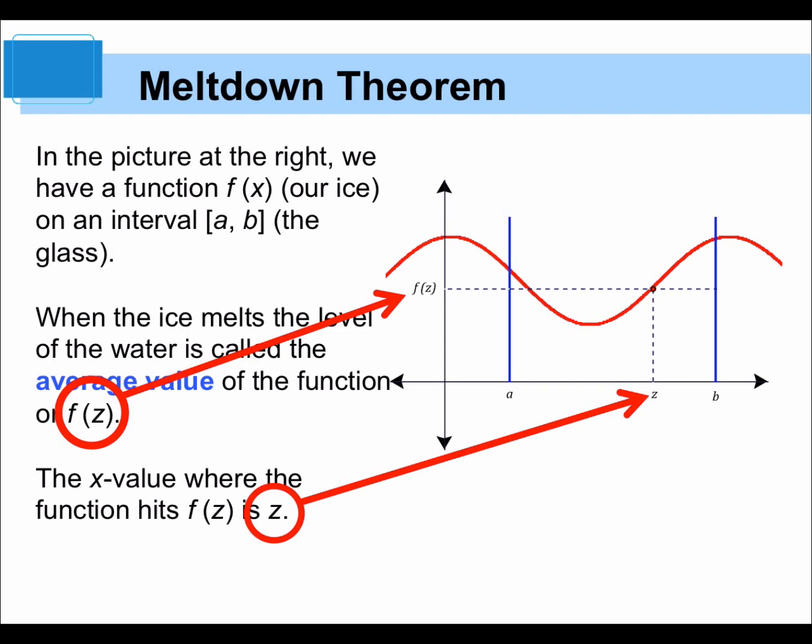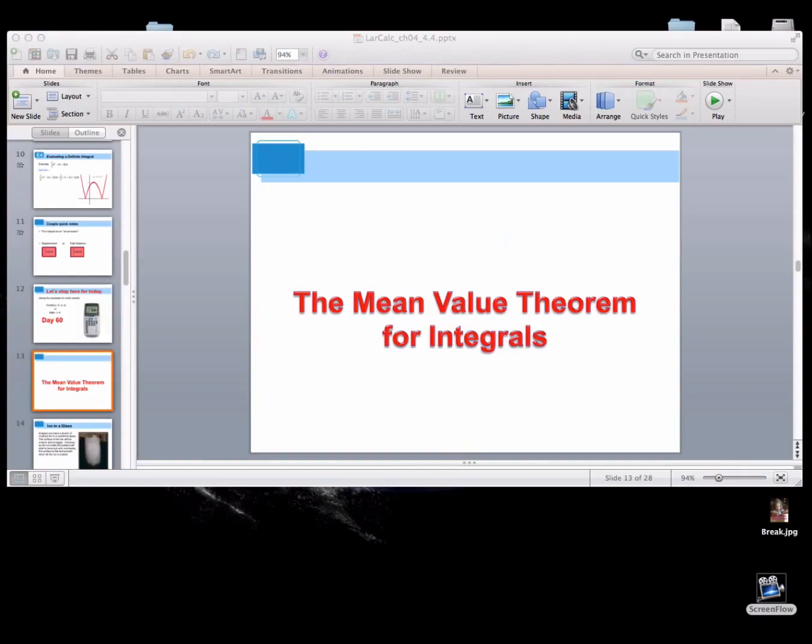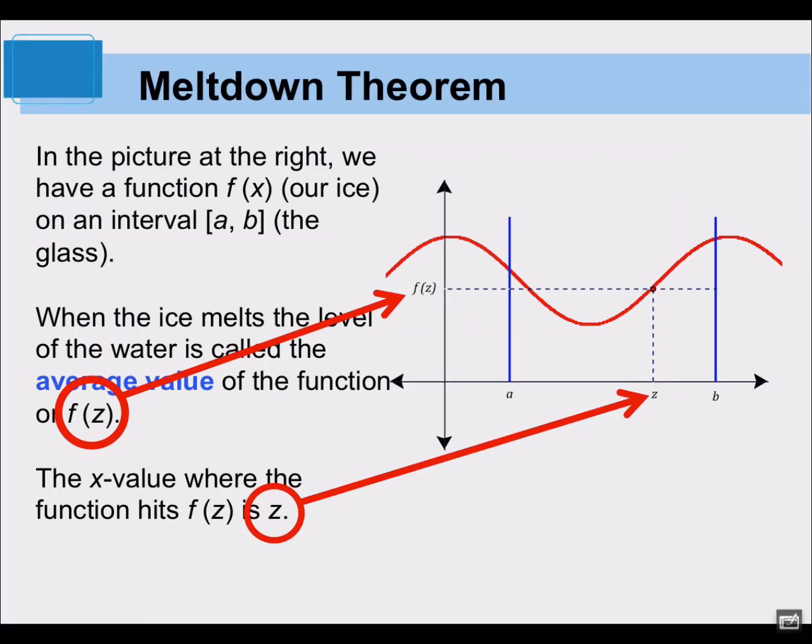The important thing to notice is that because it's an average value, we should have this relationship. If I take the area of the stuff above the function, it should equal the area below. So if that is truly the average value, then the blue region should match the green region, so that when it melts down, we hit that level point.